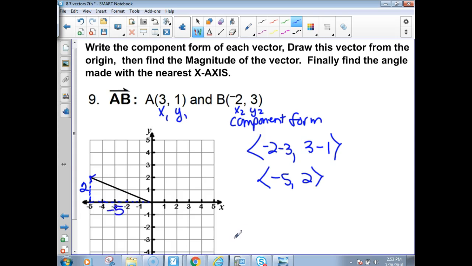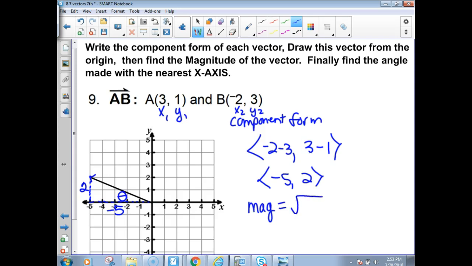Now, I'm not going to probably put in the negative sign when I find the angle, though, because this just gives me the direction of the vector. I want to know the angle it's making with the x-axis. So we don't need to put in the negative signs. So we're going to find, let's see, it said to find the magnitude. So let's go ahead and do that.